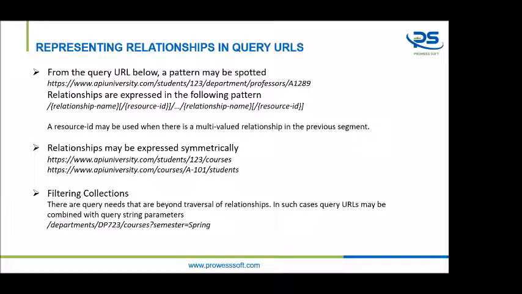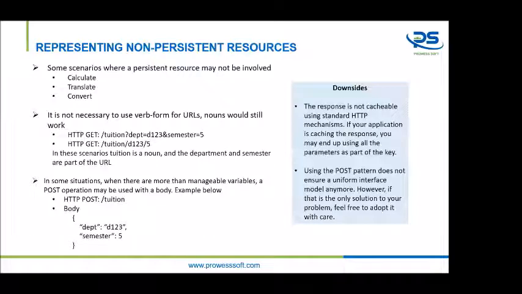So the third bullet you see is about filtering collections. Basically, it's the same thing. You could go to a certain object representation and filter further through a certain query parameter. All right. So that was all about persistent resources. Whatever we talked about so far was about resources that are persistent, stored somewhere in the system.